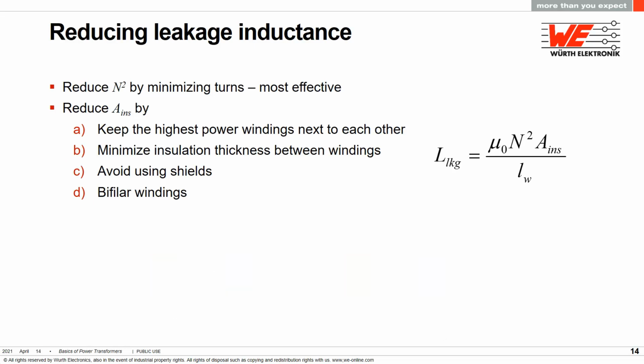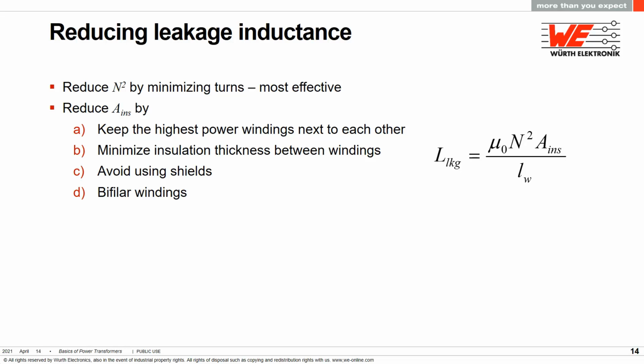There are only 3 ways to reduce the leakage inductance. You can see them by looking at the formula for inductance. The best way is to reduce the number of turns because that's a squared element with the most impact. Unfortunately, that's often the one thing you can't do, so you're left with the other 2, which are to reduce the area, the space between the windings, or increase the winding length.